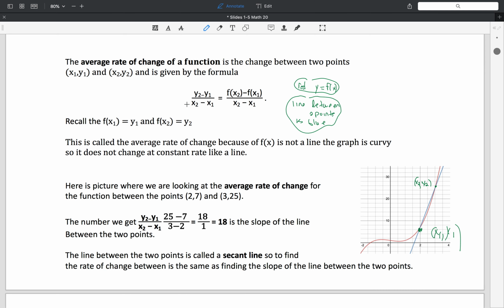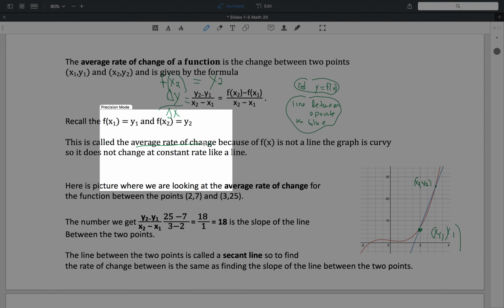Okay, so we want to find the average rate of change of a function. It's defined to be the change in y over the change in x. And remember that y, if we take x2 and plug it into the function, that gives us y2. So that's where that comes from, and that's where that comes from. So basically, this is going to be the change in y over the change in x. And we'll go into why that is. So this is called the average rate of change. Okay, and we'll do a question in a second.